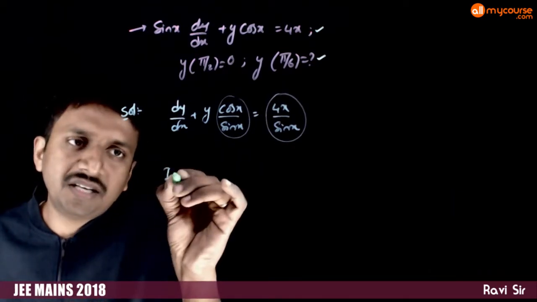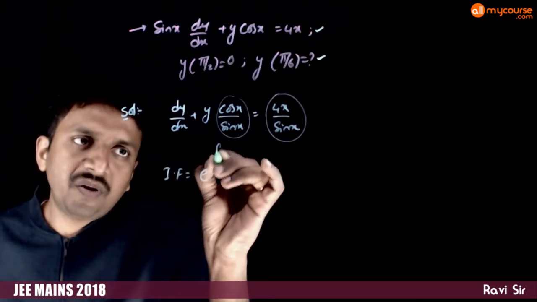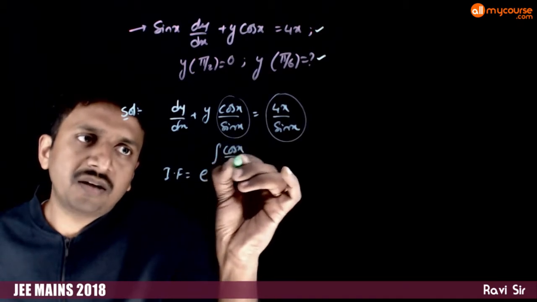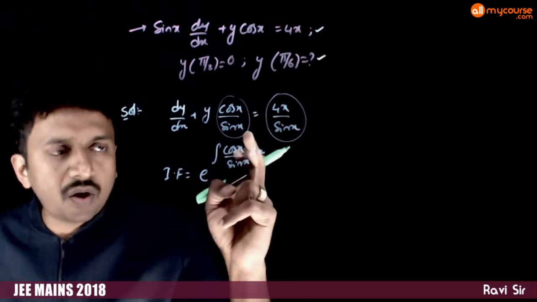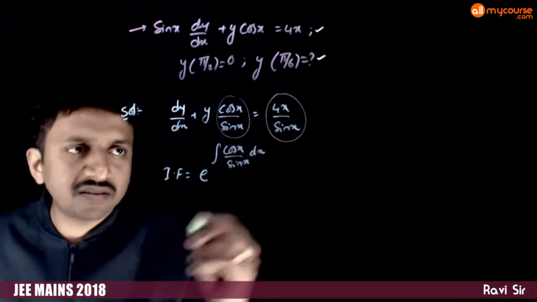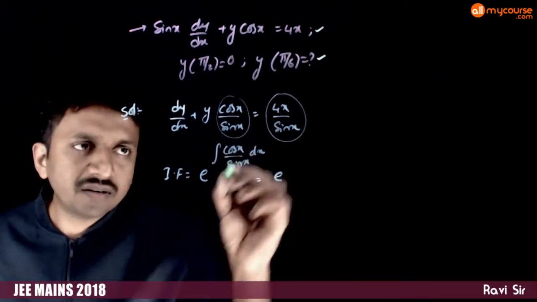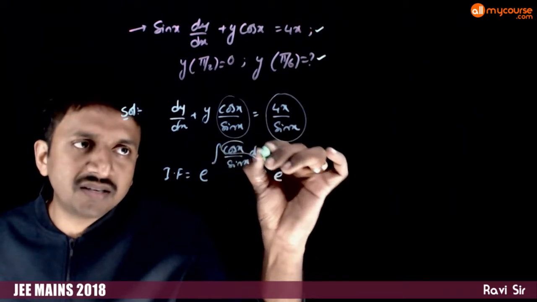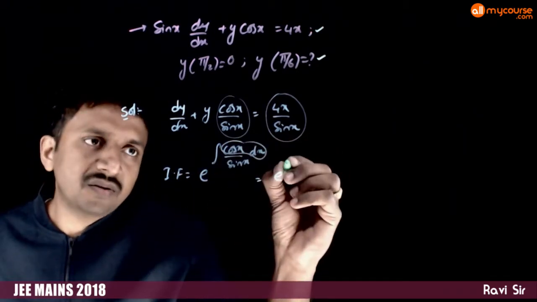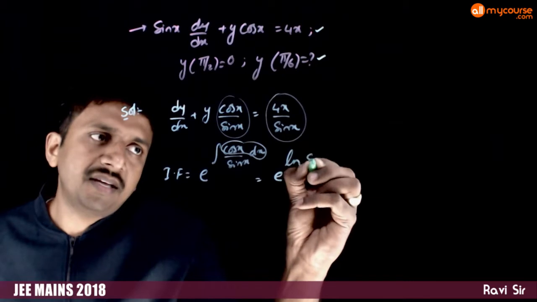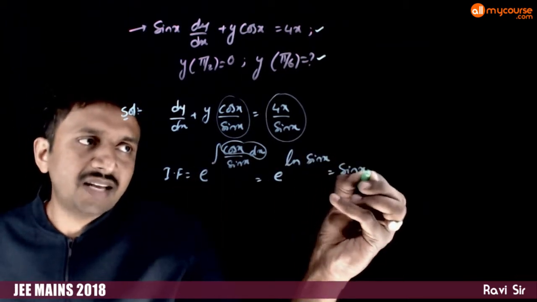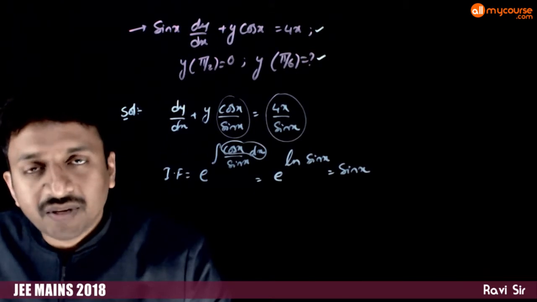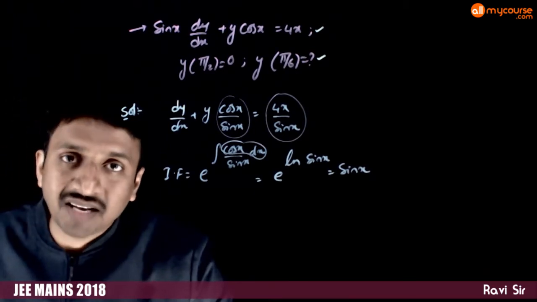So what is the integrating factor? e power integral of p x dx, so cos x by sin x dx. That is equal to e power, cos x dx is the differentiation of sin x, so e power ln sin x, that is equal to sin x. It means the integrating factor is sin x.